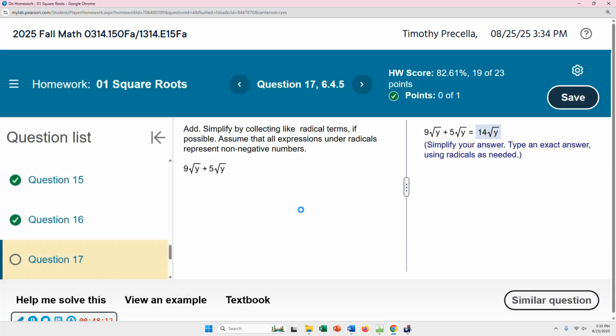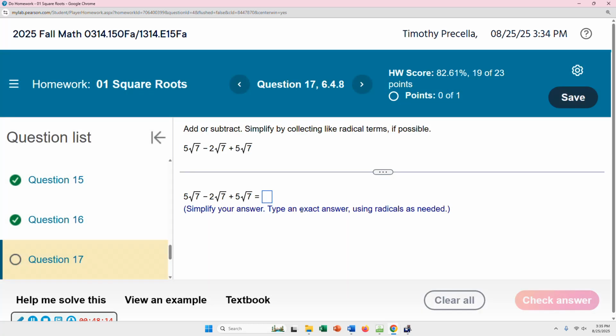Oh, here's one where we're adding and subtracting, or subtracting and adding, depending on how you want to think of it. Okay, so it's 5 square roots of 7.